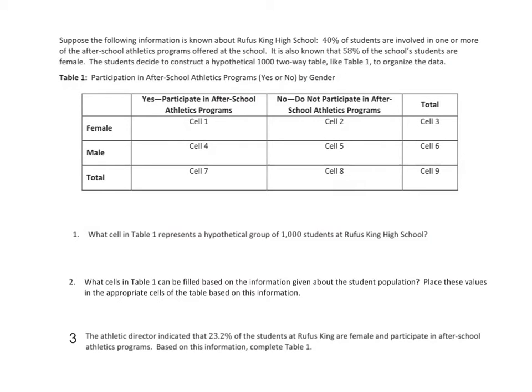All right, so question 1. What cell in table 1 represents a hypothetical group of 1,000 students? Where would you put this 1,000? Hopefully, you have enough confidence from yesterday to say that your total would be 1,000. And I'm thinking, and I hope you agree, that would be cell 9.